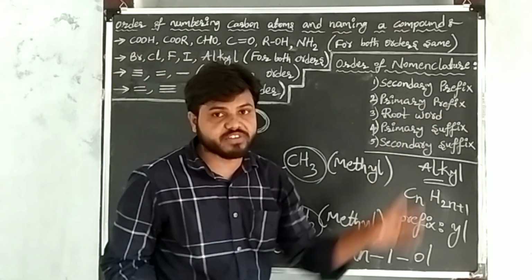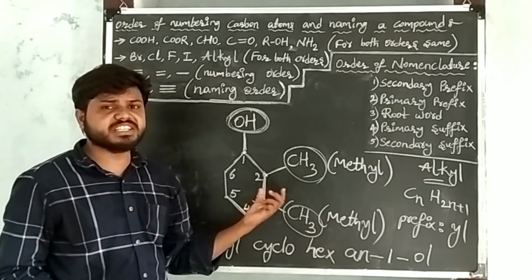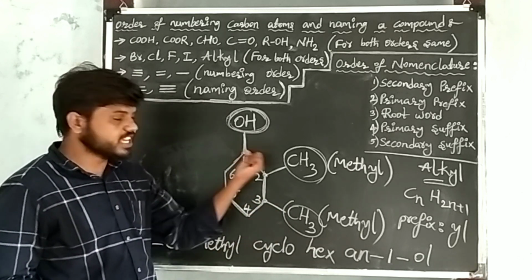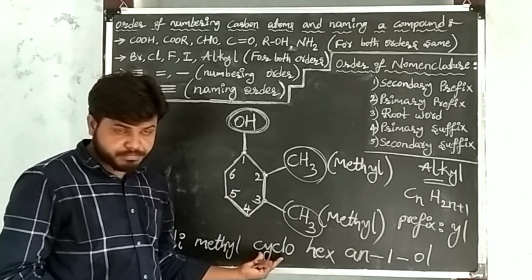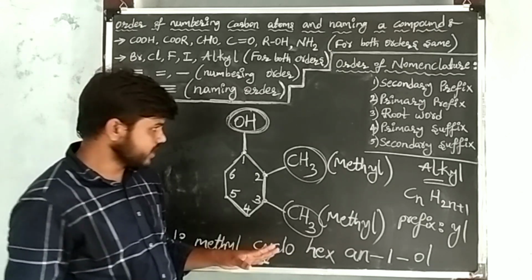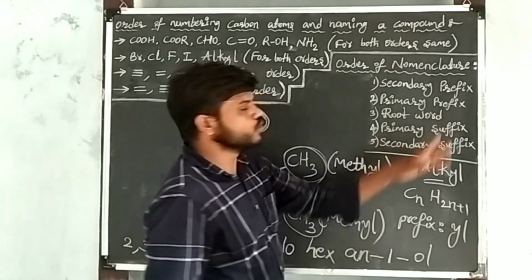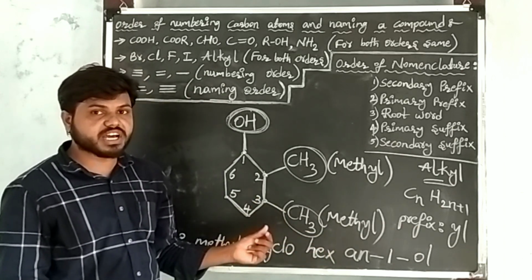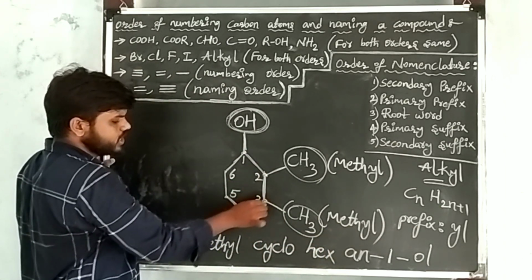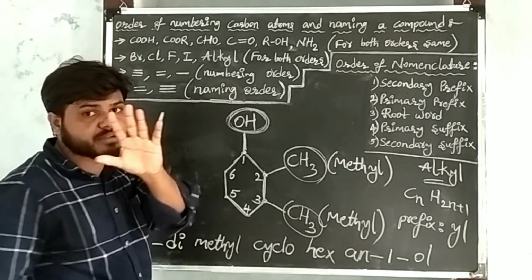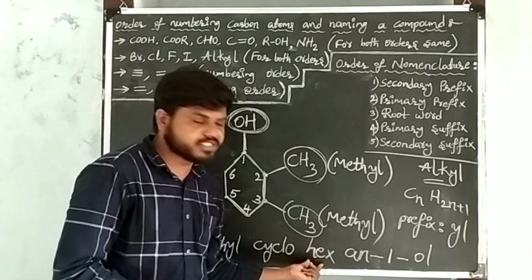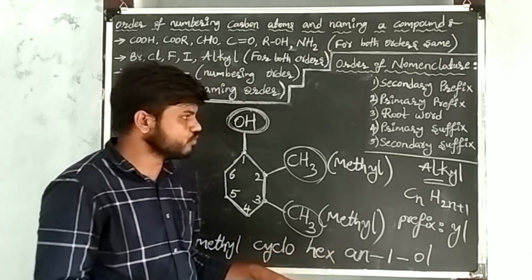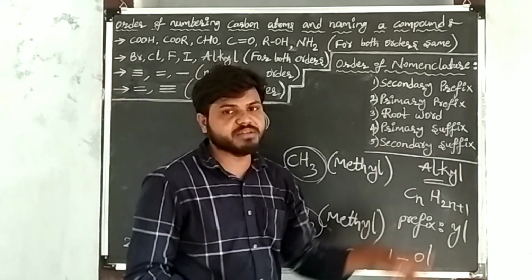Then go to the primary prefix. The primary prefix is cyclic, present in the given carbon compound. So write the prefix of cyclic, that is cyclo. After writing the primary prefix, go to the root word. Root word means the number of carbon atoms. Here 1, 2, 3, 4, 5, 6: six carbon atoms are present. So write the root word of 6 carbon atoms, that is hex. I have written the root word.